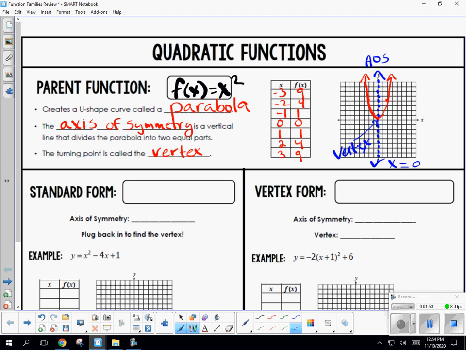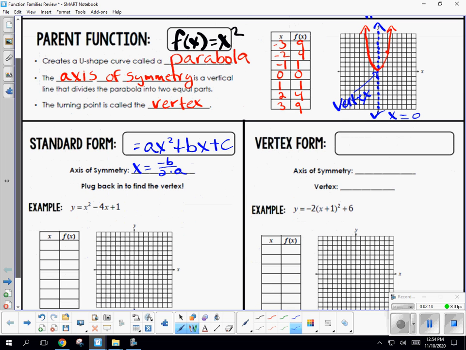All right, the standard form of a quadratic function is ax squared plus bx plus c. You find the axis of symmetry by using the equation x equals negative b over 2 times your a value. Then, to find the y value of your vertex, you plug your x value back into the equation to find the y value of your vertex.